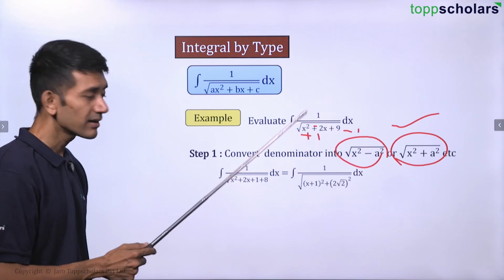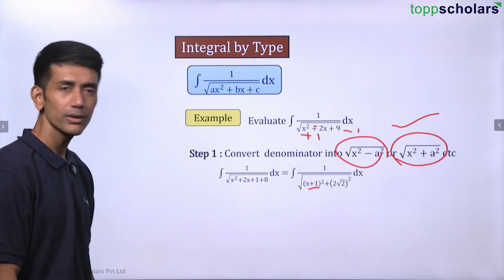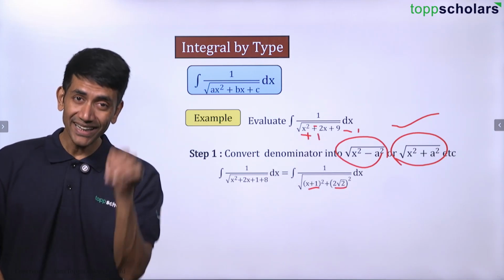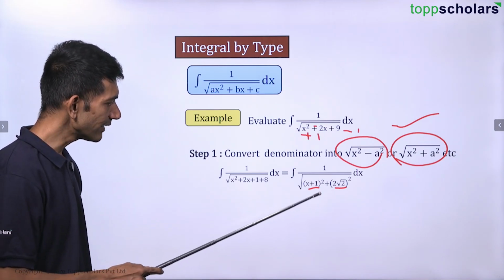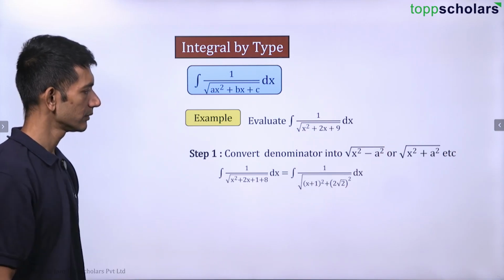Once I do that, this becomes x square plus 2x plus 1. That is nothing but x plus 1 the whole square. This becomes 2 root 2. But this time we have under root. Doesn't matter, we know the formula, right? So this will act like our x. This will act like our a. Let's continue.